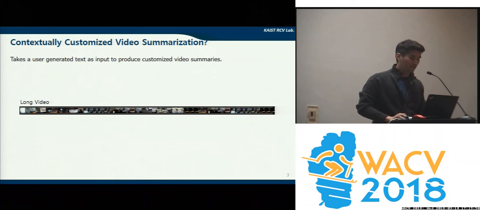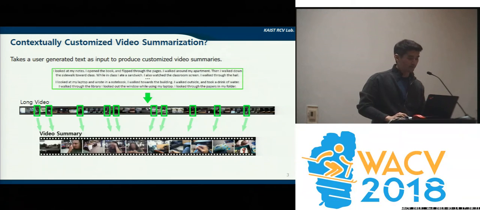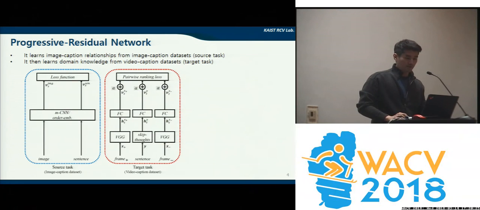Our idea is we should ask the users to show what is important in the long videos to make the video summarizations. So we ask the users to make the text descriptions, and we take the user-generated text as input to produce the customized video summaries. So we select the segments here, and then this is how we make the video summaries. So instead of learning an interestingness or diversity or object or causality or anything of that sort, we learn the semantic mapping between text and video.